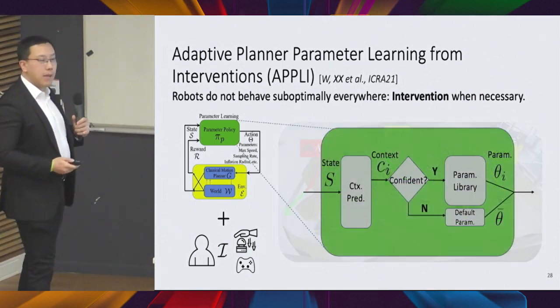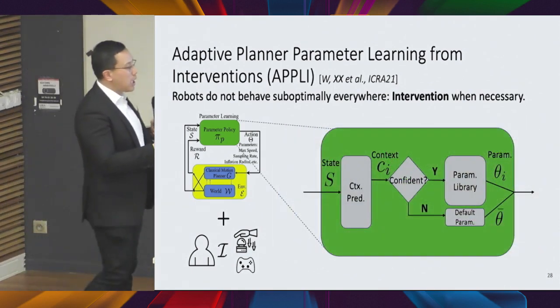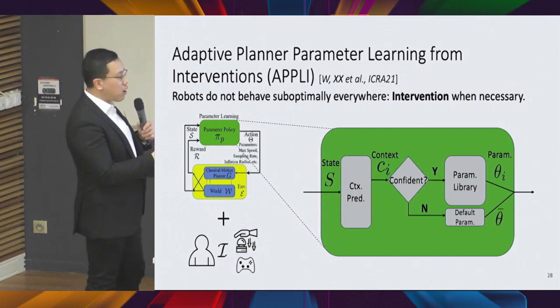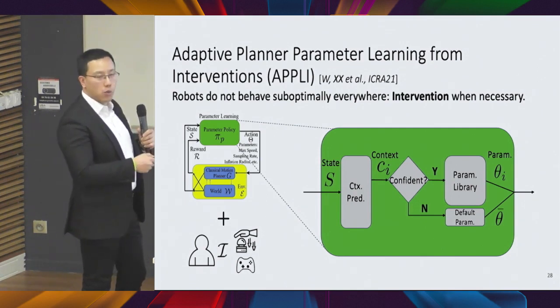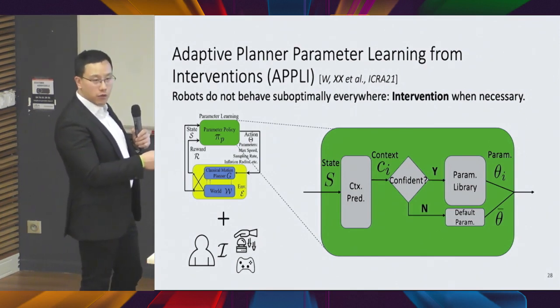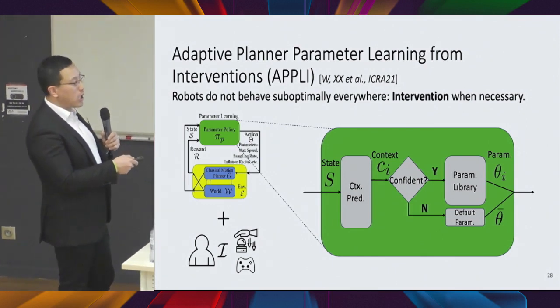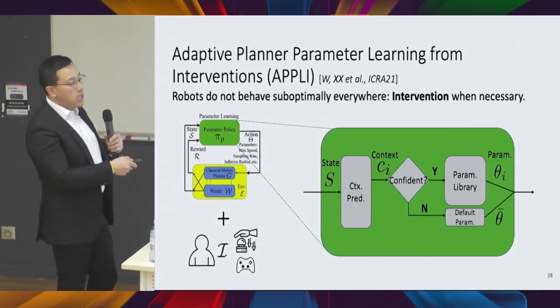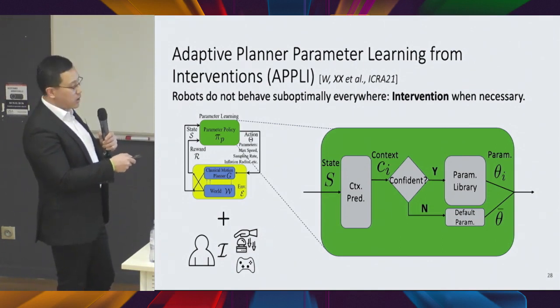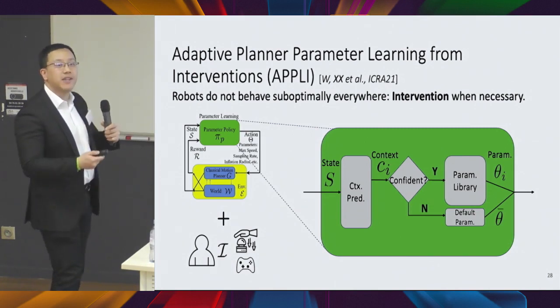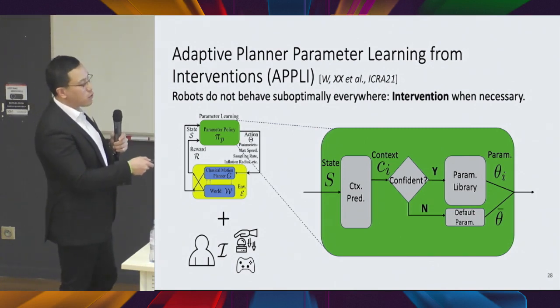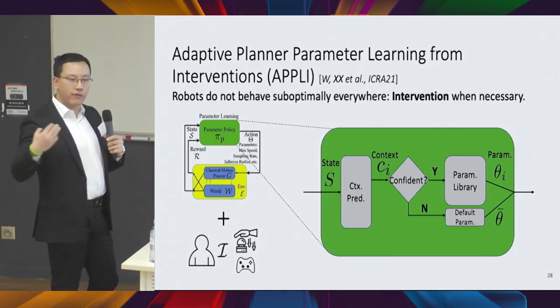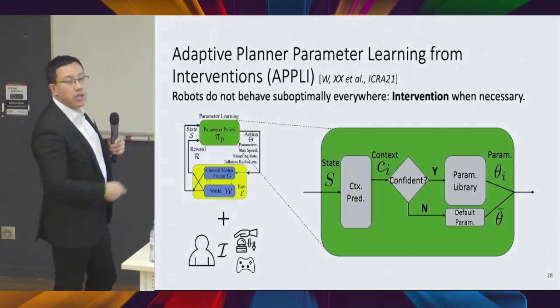Then we should be able to add another component into our context predictor called the confidence measure. So with the context predictor, each prediction will also be associated with a confidence measure. If the robot is confident, it will just pick the parameter set in the parameter library to navigate the robot. However, if it's not confident, because the scene has not been intervened on before or is unseen before, we can revert back to our default parameters, like the ones given by the robot manufacturer, to navigate the robot as well.